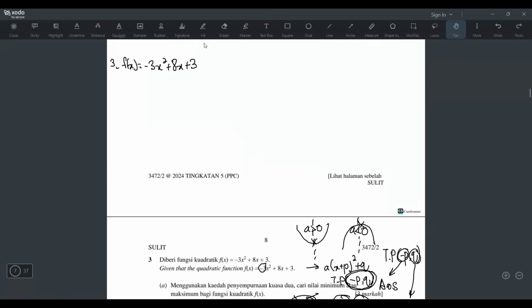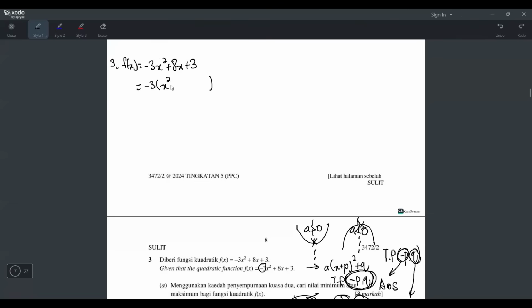Okay, now I will start doing completing the square. The way I teach my student is when we do completing the square, the a must be positive 1. And if it's not positive 1, you can't do completing the square. So now it's not positive 1. So what I will do is I will divide everything by negative 3. In other words, I factorize out the negative 3 lah. And when I factorize, I have to divide negative 3.